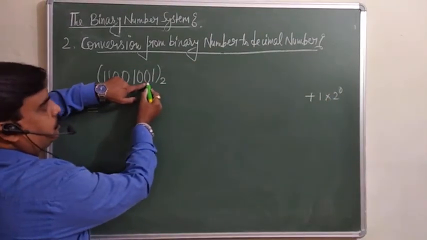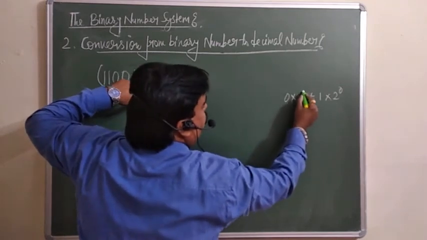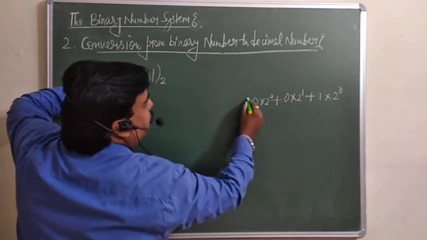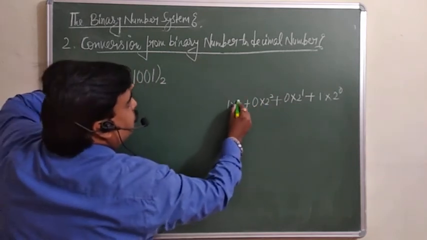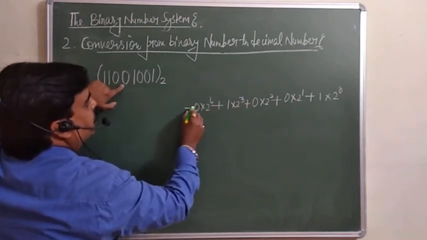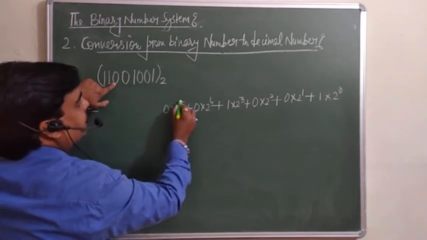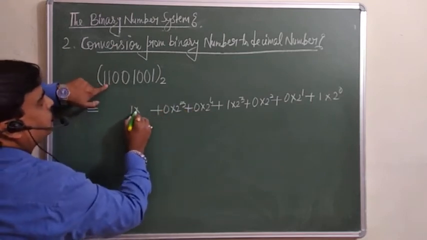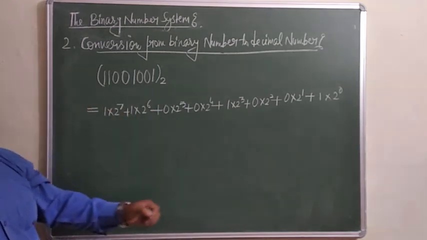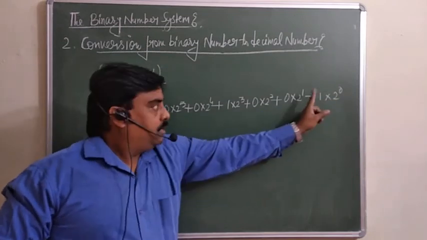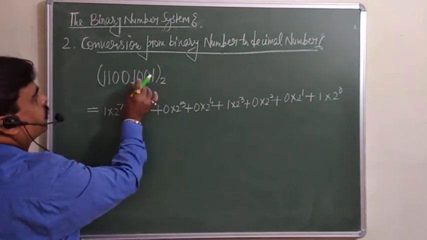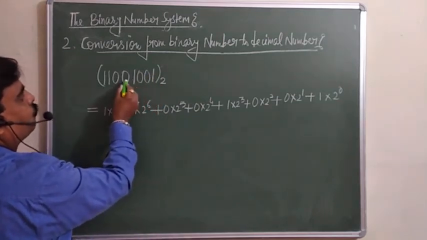Then for this 0, 0 into 2 raised to power 1, plus for this 0, 0 into 2 raised to power 2, plus 1 into 2 raised to power 3, plus 0 into 2 raised to power 4, plus for this 0 into 2 raised to power 5, plus 1 into 2 raised to power 6, plus 1 into 2 raised to power 7. You must start with the 0, then 1, then 2, then 3, 4, 5, 6, 7. How many digits are here only? See now, 1, 2, 3, 4, 5, 6, 7, 8.